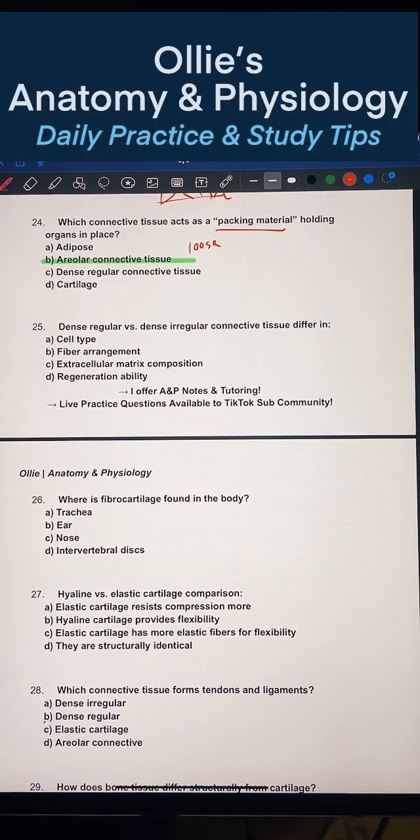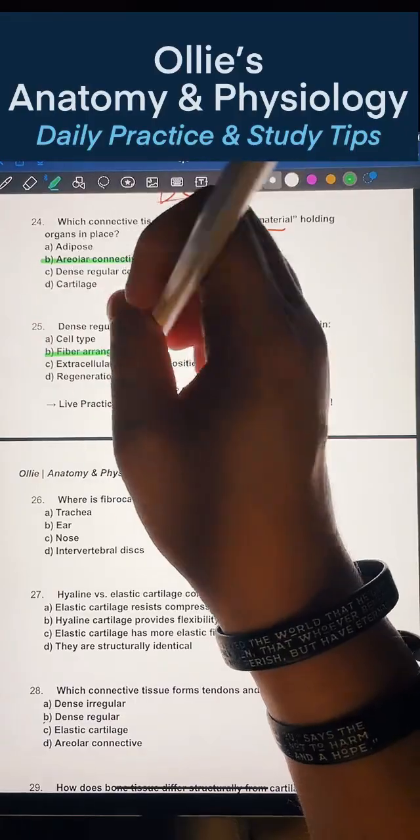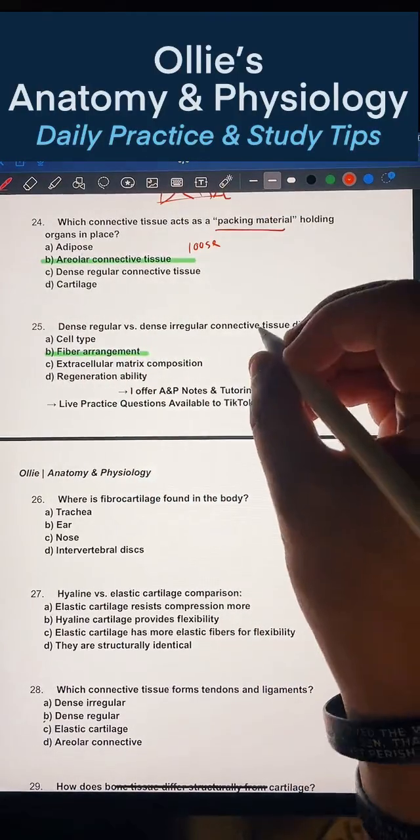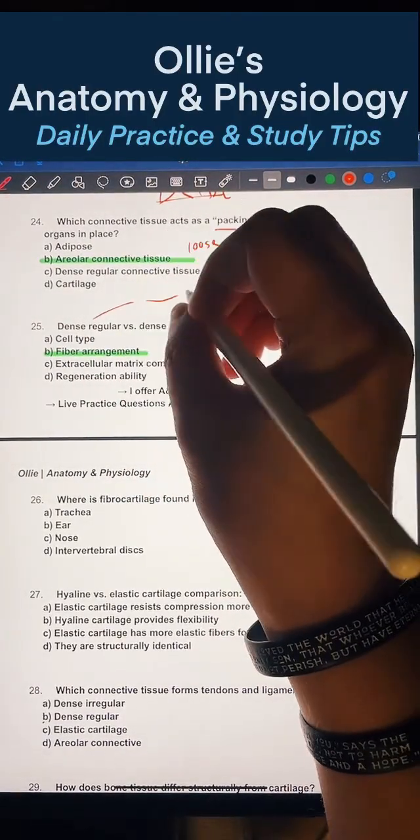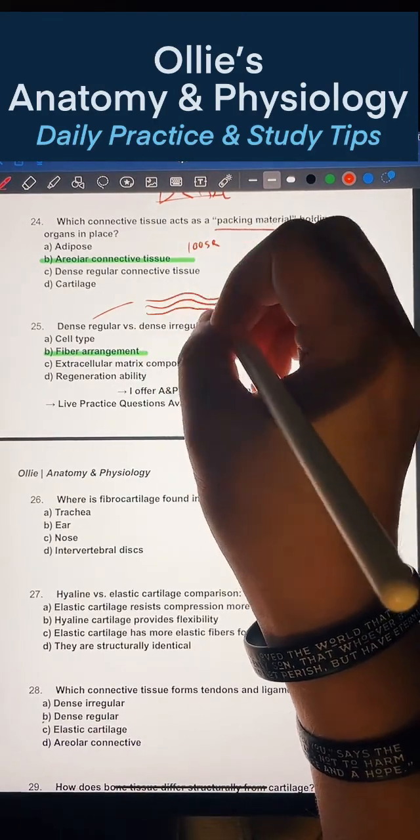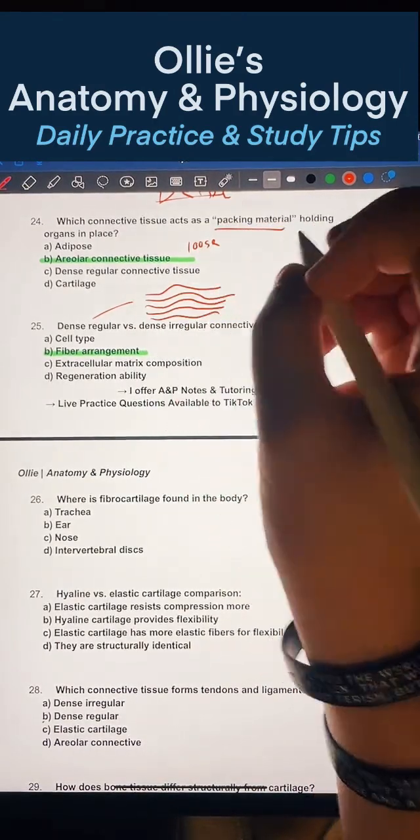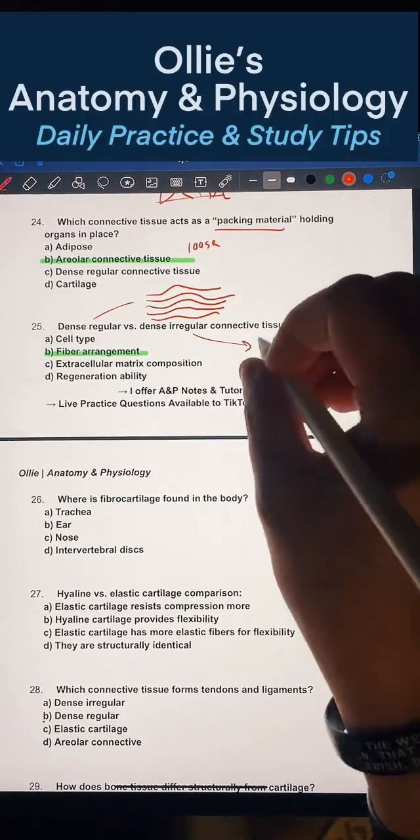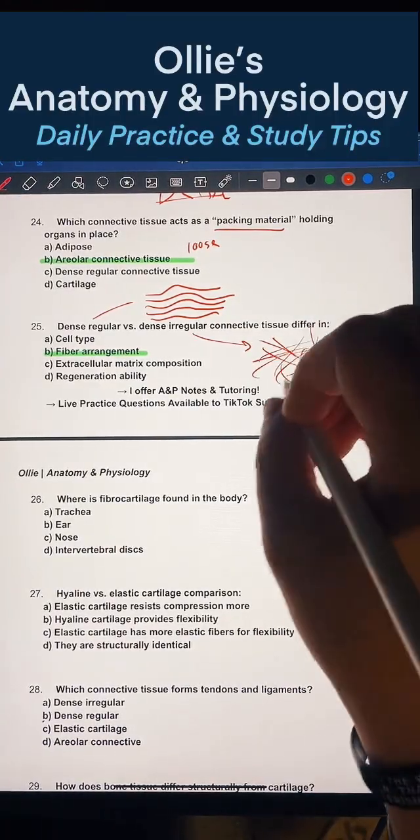Number 25. The answer is fiber arrangement. When you look at it on a slide, if we have dense regular, the fibers run very parallel to each other. And irregular, they're all over the place.